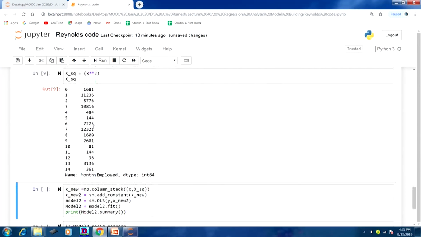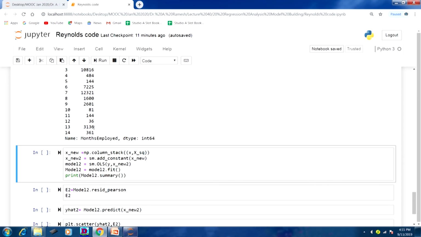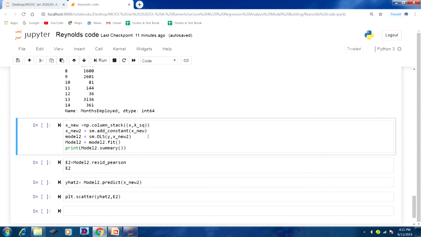Now this variable is taken as another independent variable. Now we are having two independent variables, one independent variable is months employed, another independent variable is the square of that months employed. Now that variable also, look at this one, x underscore squared, that is taken as another independent variable. Now we will run the regression equation.